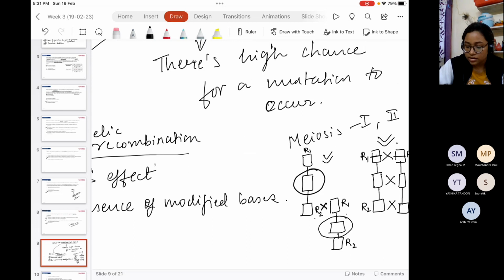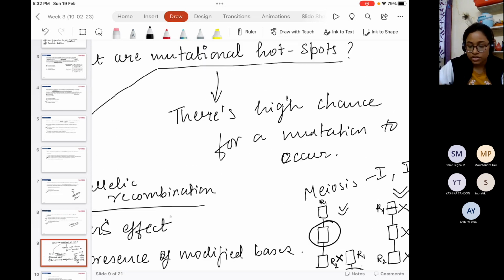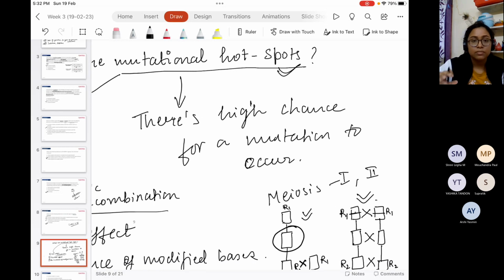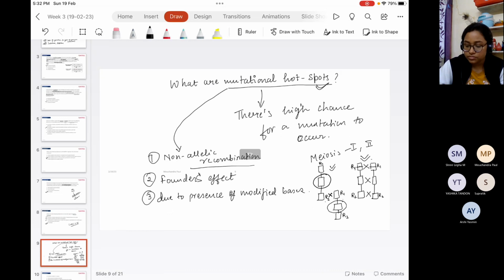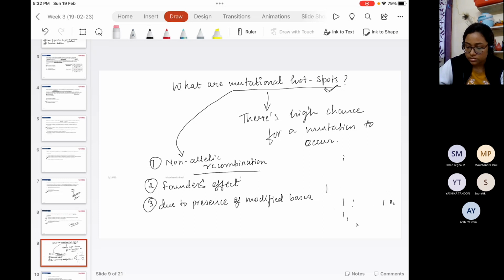And these types of sequences which are flanked by repeats are more prone to such non-allelic recombination. That's why they are called mutational hotspots. As people have seen, when such a structure is present around the gene, that allele is more likely to undergo either duplication or deletion, so mutation will happen. So this was clear, I think. If you have any doubt, please let me know.